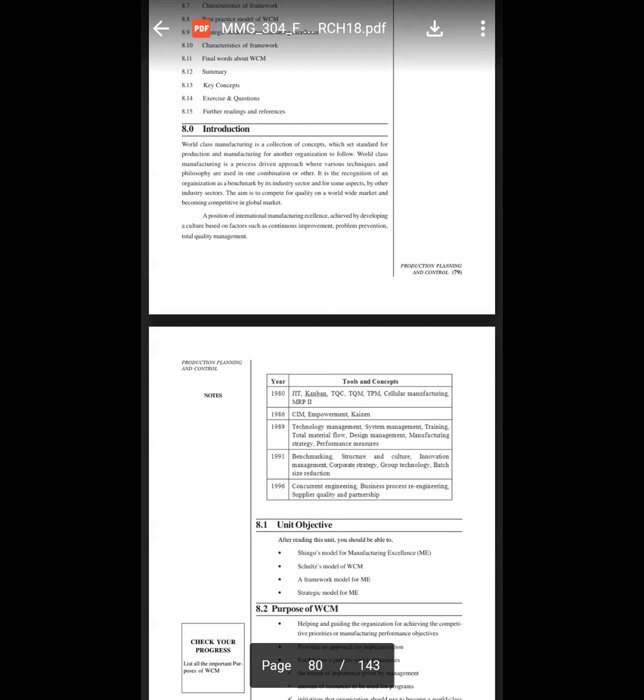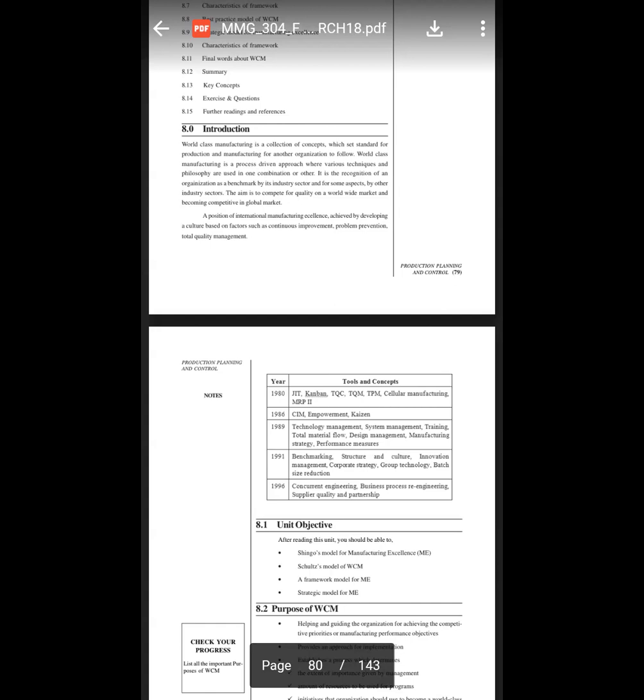In the year 1960, CIM, empowerment, and Kaizen were established. Technology management, system management, training, total management flow, design management, manufacturing strategy, and performance measures were established in the year 1989. In the year 1991, benchmarking, structure and culture, innovation management, corporate strategy, group technology, and batch size reduction were established.